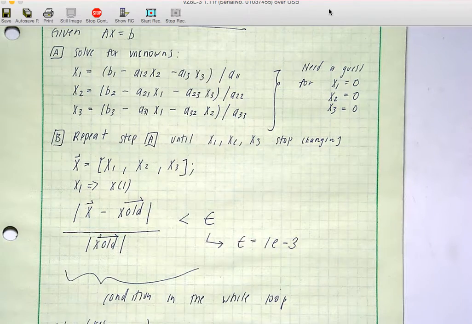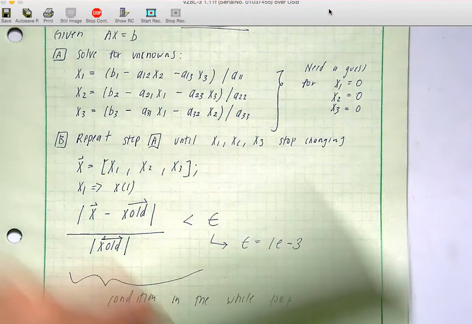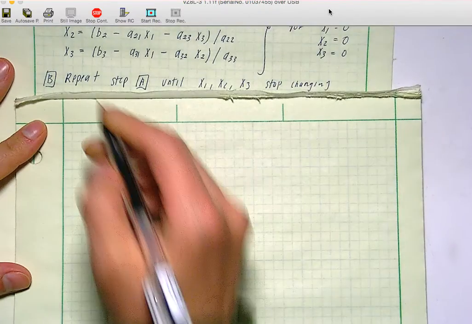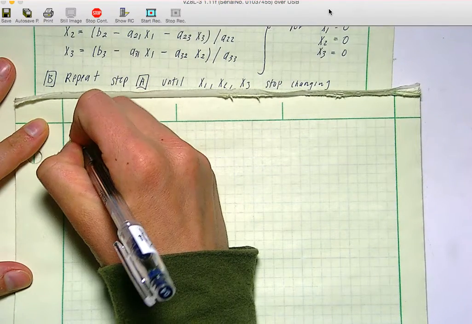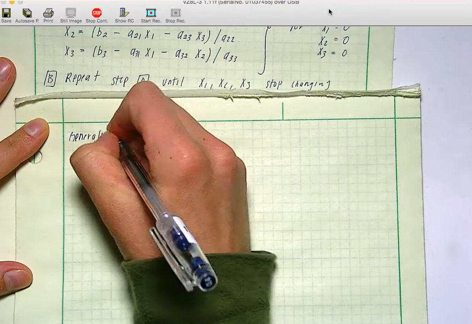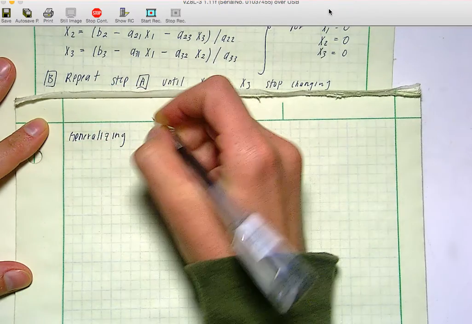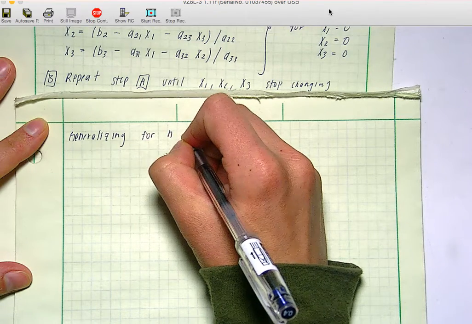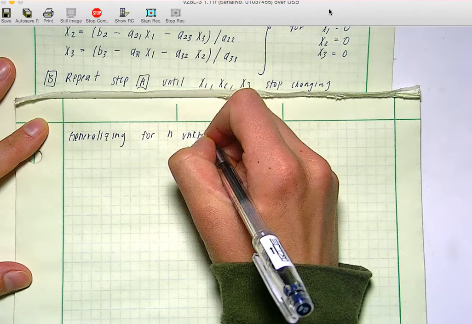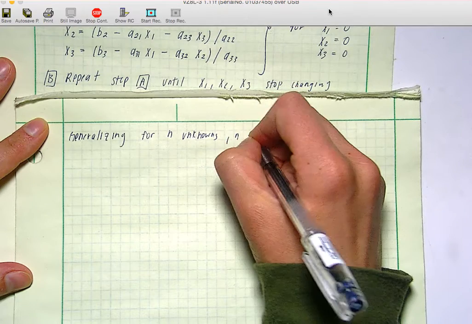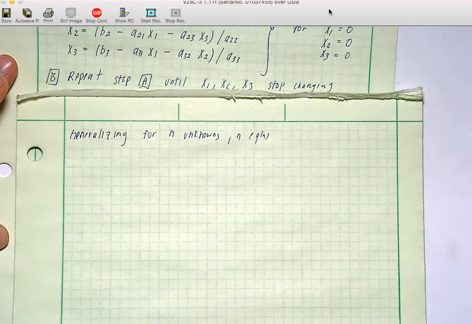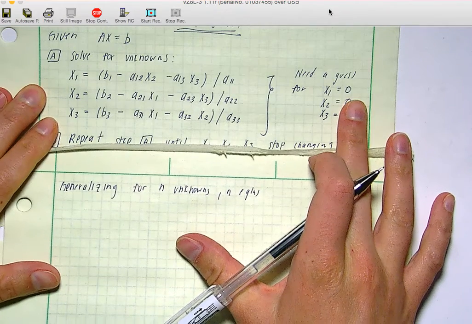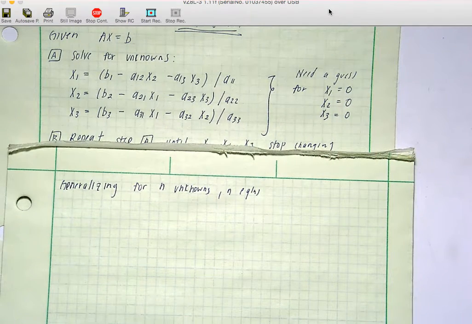So let me just at least get you started on generalizing the algorithm. And then I want to end with just showing you the cost of each method so you have it written down.